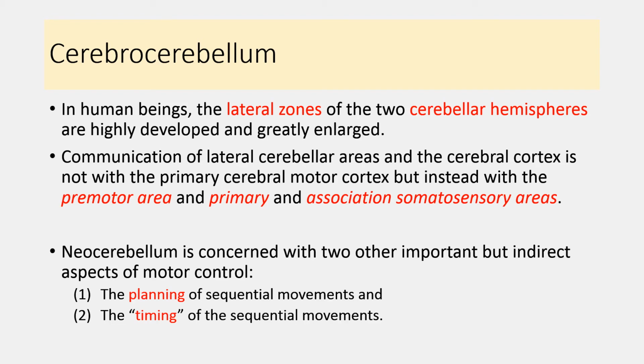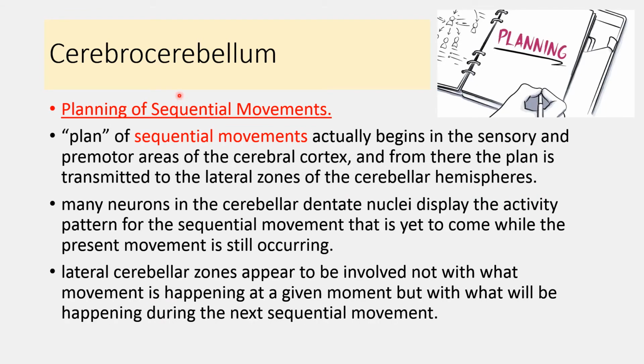So the function of the cerebrocerebellum is planning and programming of rapid sequential movements and the timing of the sequential movements. Now the plan of the sequential movement actually begins in the sensory and premotor area of the cerebral cortex, and from there the plan is transmitted to the lateral zone of the cerebellar hemisphere or the cerebrocerebellum. Many neurons in the cerebellar dentate nuclei display the activity pattern of the sequential movement that is yet to come while the present movement is still occurring.